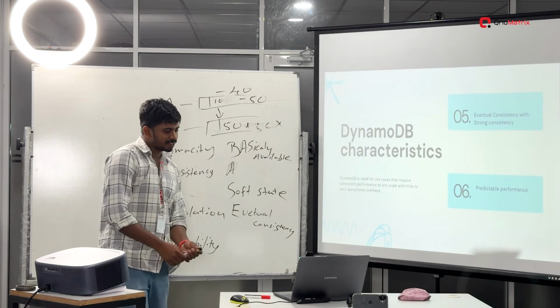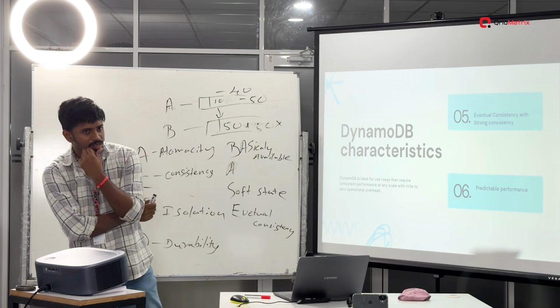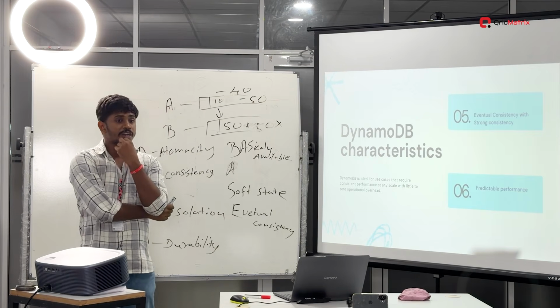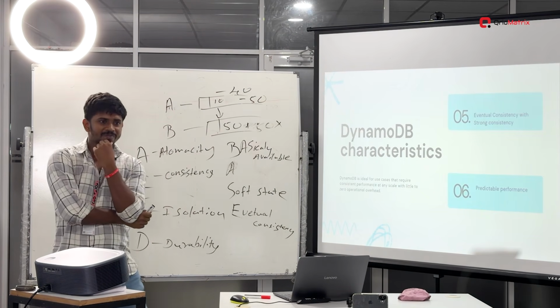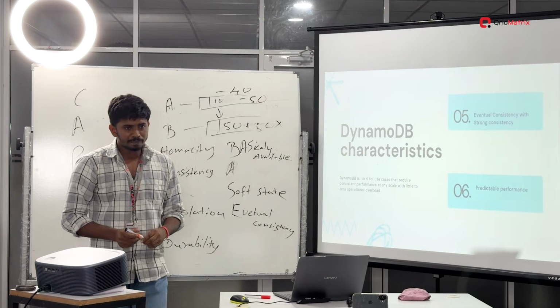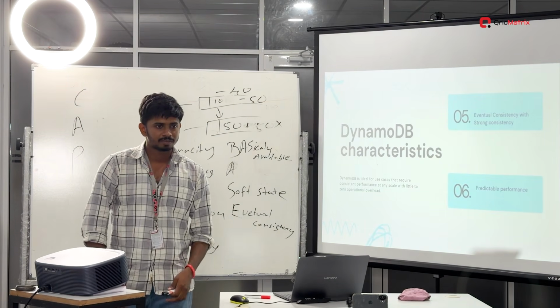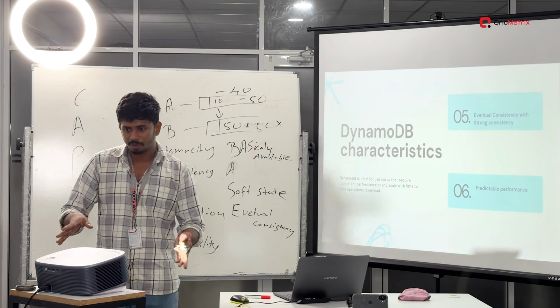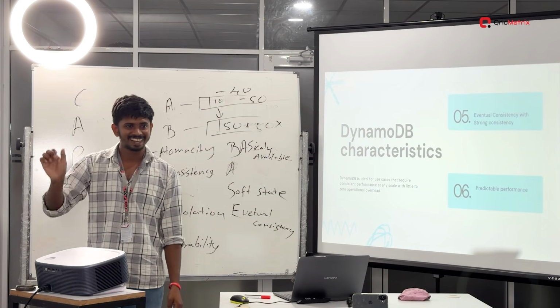The next thing is, it supports eventual consistency and also strong consistency when you ask. So have you heard about the CAP theorem? There are a lot of theories, right? We have a theorem called the CAP theorem. The main idea is that DynamoDB is a distributed database. Not just a database, it's a distributed one. Distributed means, do you have any idea?